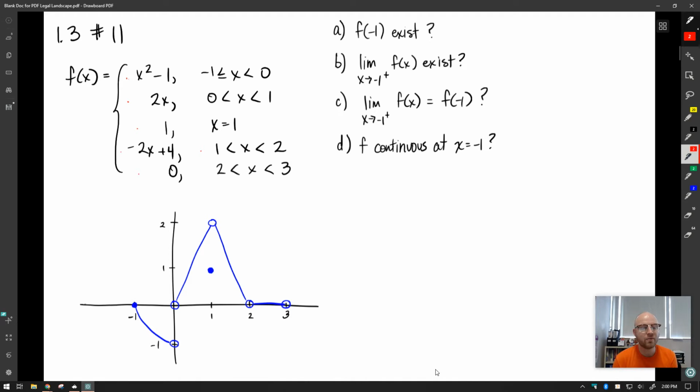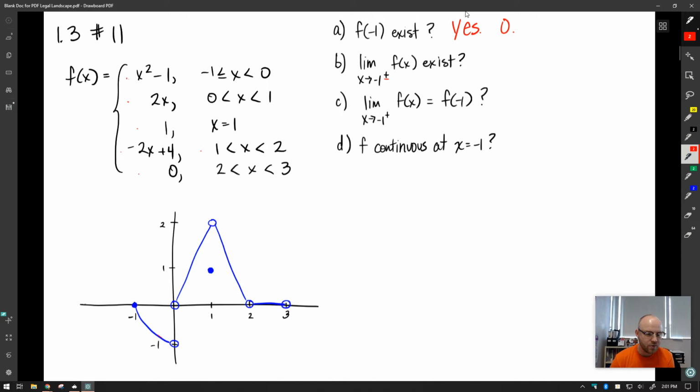This is -1 is less than or equal to x. So we do include -1 in the domain. We plug -1 in, we get -1 squared is 1, 1 minus 1 is 0. I'm going to say yes for my answer here, and I'm going to include a note to myself that the answer is 0.